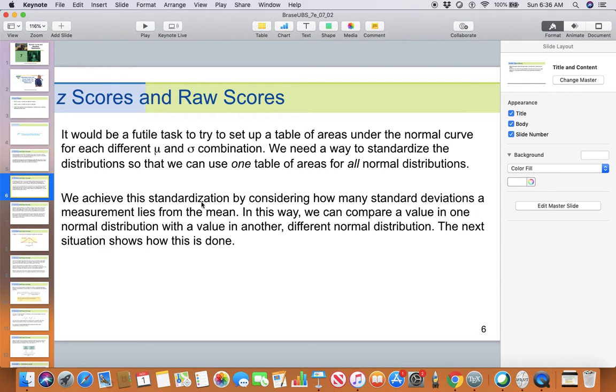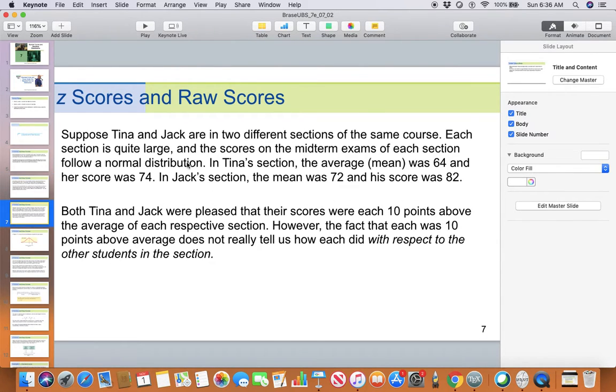We achieve this standardization by considering how many standard deviations a measurement lies from the mean. In this way, we can compare a value in one normal distribution with a value in another different normal distribution. The next situation shows how it's done. So we want to take our normal curve and convert it to a standard one. So we'll see how it's done.